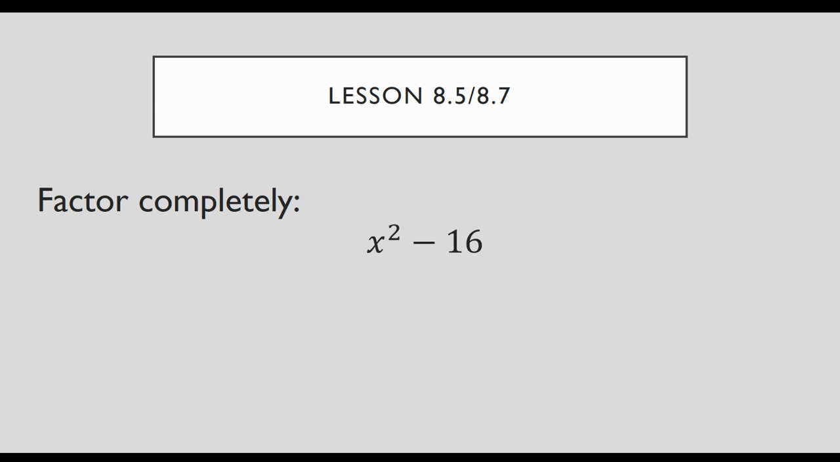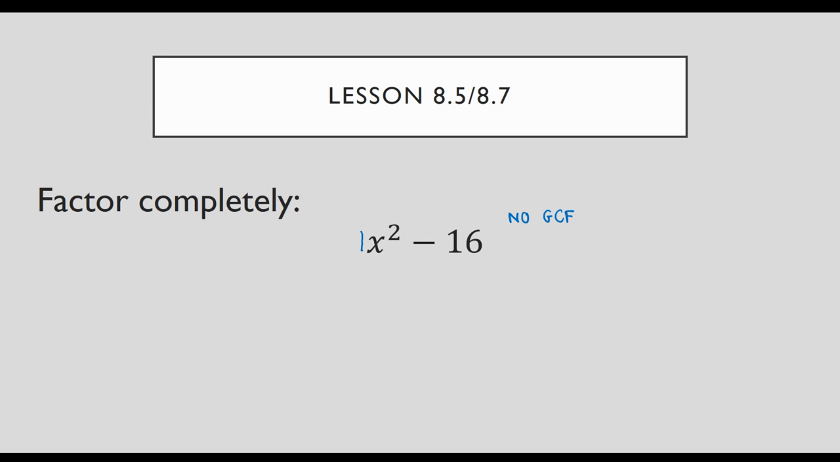Okay, let's factor this one completely. We've got x squared minus 16. Notice that we have to look for a GCF first. There's technically a 1 with the x squared. So once again, when there's a 1, you're not going to be able to take out any numbers. The 16 doesn't have any variables. So that means there are no GCFs between those two terms.